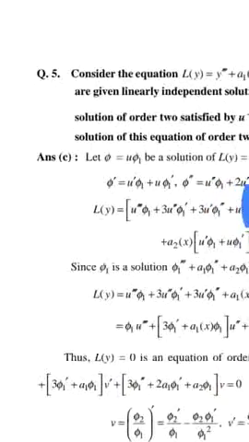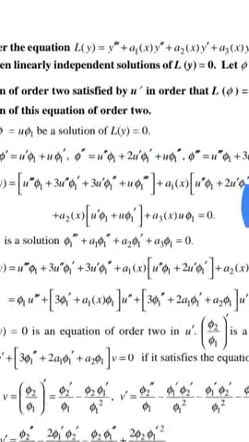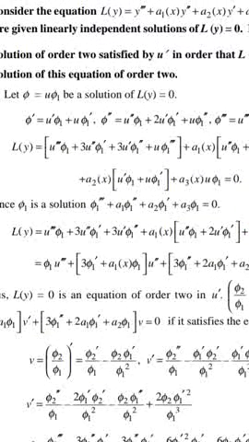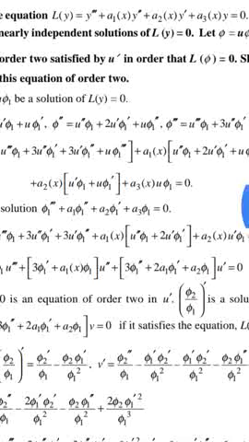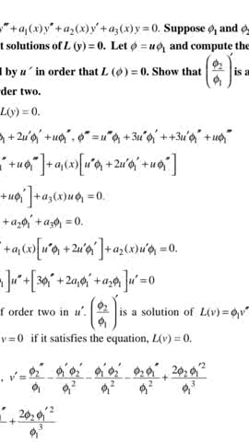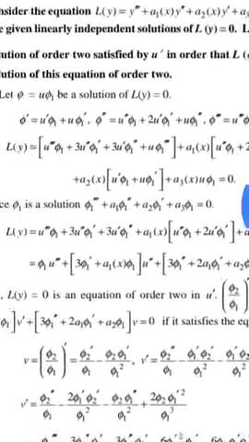Let phi is equal to u phi 1 be a solution of L of y is equal to 0. Phi dash is equal to u dash phi 1 plus u phi 1 dash. Phi double dash is equal to u double dash phi 1 plus 2 u dash phi 1 dash plus u phi 1 double dash. Phi triple dash is equal to u triple dash phi 1 plus 3 u double dash phi 1 dash plus 3 u dash phi 1 double dash plus u phi 1 triple dash.